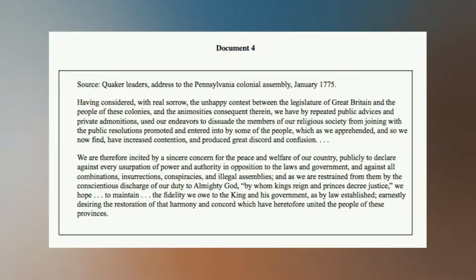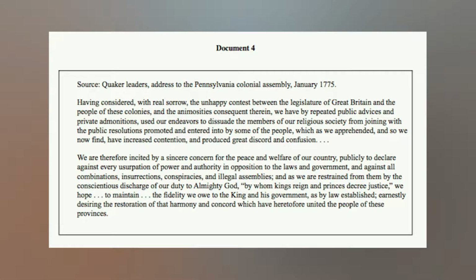conspiracies, and illegal assemblies. And as we are restrained from them by the conscientious discharge of our duty to Almighty God, by whom kings reign and princes decree justice, we hope to maintain the fidelity we owe to the king and his government as by law established, earnestly desiring the restoration of that harmony and concord which have heretofore united the people of these provinces.